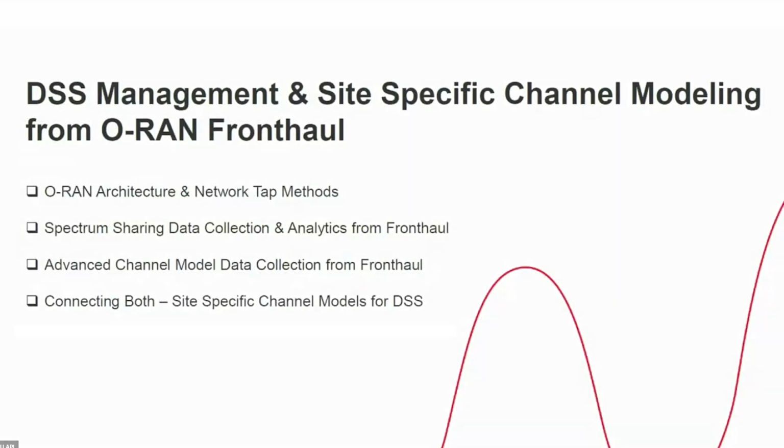Okay, so I'm going to talk about leveraging the O-RAN Fronthaul for spectrum sharing and channel modeling in novel ways. We're going to cover how we access the O-RAN Fronthaul first. Second, we'll take a look at spectrum sharing, data collection, and what analytics we can do that are unique in that location. The third thing we'll look at is how to do some advanced channel modeling techniques using that data. And the last thing is we'll connect the dots and show how to do site-specific channel models for DSS, dynamic spectrum sharing, and how to visualize that.